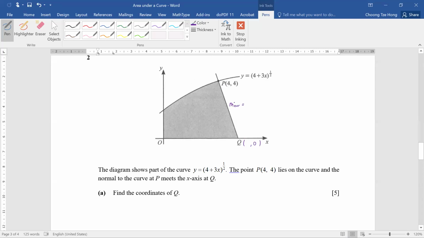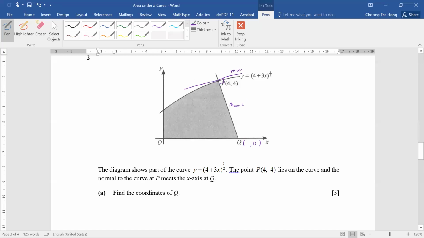If we know the gradient of the normal, and we know it passes through (4, 4), we can find the equation. So how are we going to find the gradient of the normal? We need to find the gradient of the tangent at P first, because the tangent is perpendicular to the normal. If we know the gradient of the tangent, then we also know the gradient of the normal, because the product of the gradients of two perpendicular lines is equal to -1.